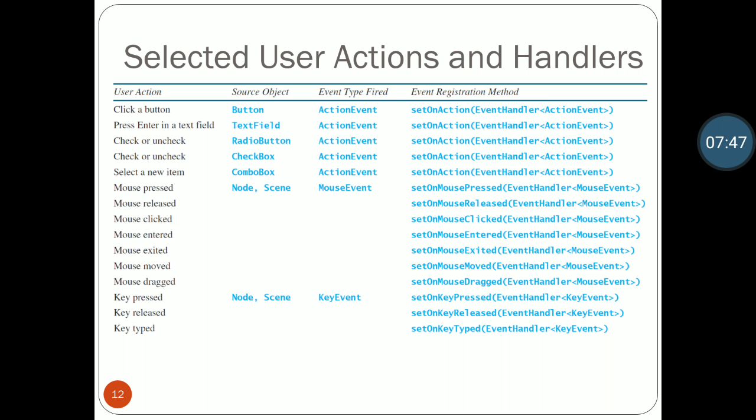These are the selected user actions and handlers. On the left side we can see our user actions, like click a button, press enter in a text field, check or uncheck, select a new item, mouse press, mouse release, mouse clicked, mouse entered, mouse exit, mouse moved, mouse dragged, key press, key release, key typed.